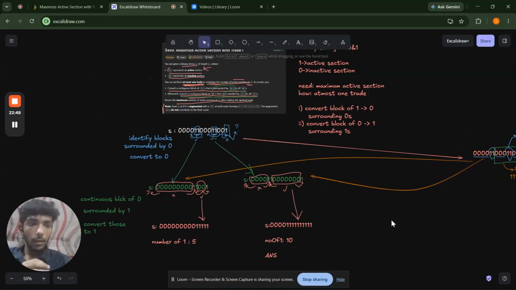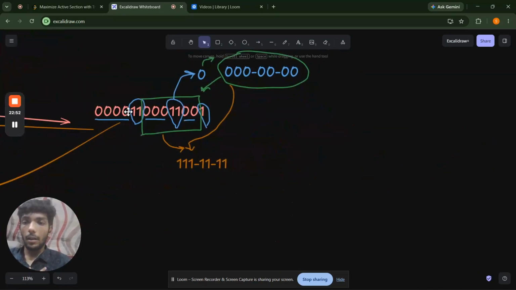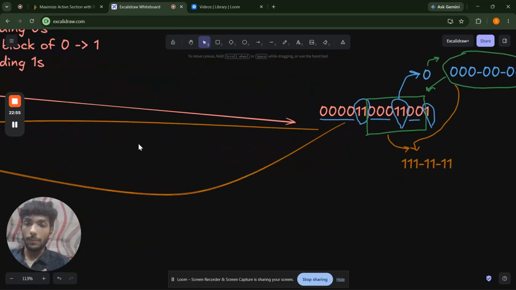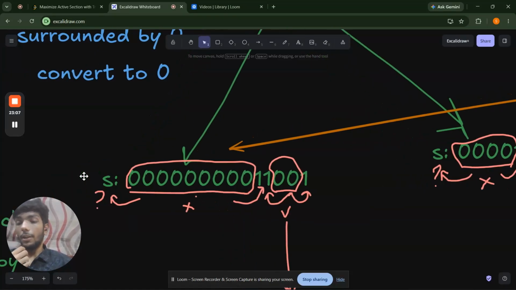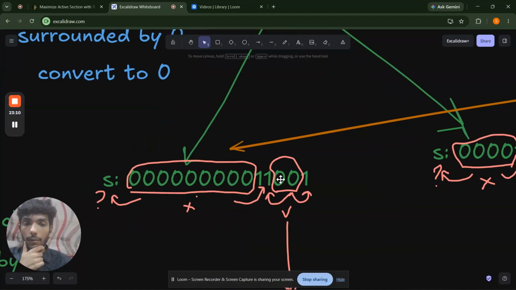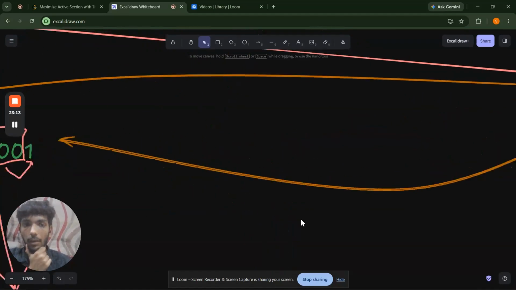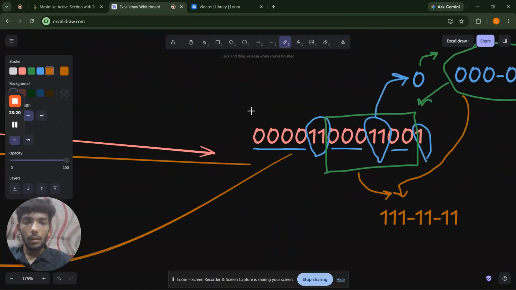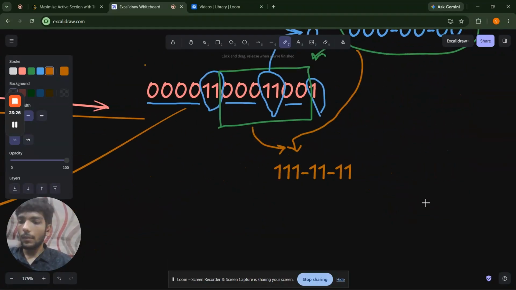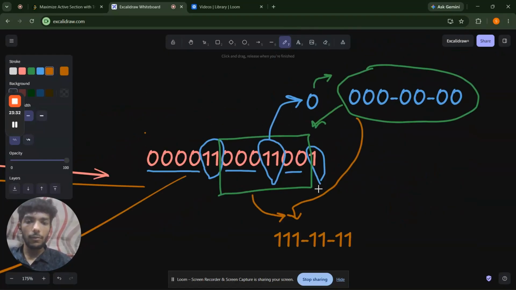Okay, so after converting these blocks of 1 1 to 0, we got it like this. Now later we were like, okay, if we were to convert these zeros, we need to check if there is one on its left and on its right. So we could have checked it over here also, right? After we have converted this to this, ones to zeros, zeros to ones.